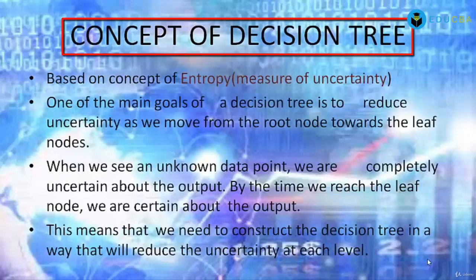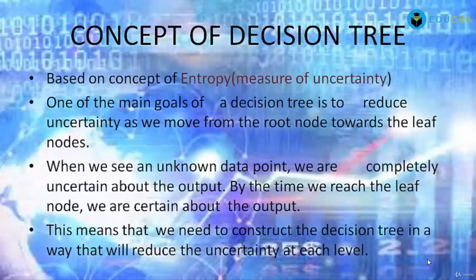Now, what is the concept behind decision trees? Decision trees are based on the concept of entropy, that is, a measure of uncertainty. One of the main goals of a decision tree is to reduce uncertainty as we move from the root node towards the leaf nodes. When we see an unknown data point, we are completely uncertain about the output. By the time we reach the leaf node, we are certain about the output. So, in this way, uncertainty is reducing.